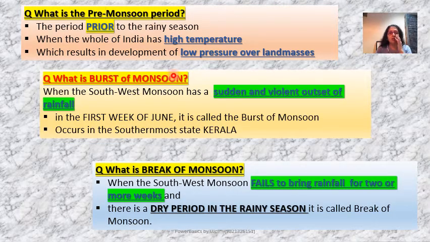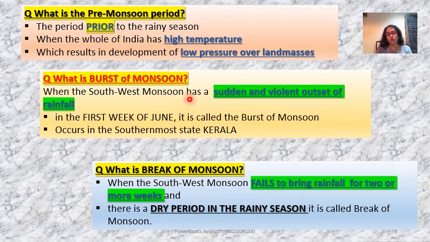What is a pre-monsoon, burst of monsoon and break of monsoon? Very important to learn. Pre means before, burst means a burst, break is monsoon stops. There's a break in the monsoon. The period prior to the rainy season, when the whole of India has high temperature, summer is happening, results in the development of low pressure over land masses. If you don't have low pressure over land masses and high pressure over the water bodies, you will not have rain.